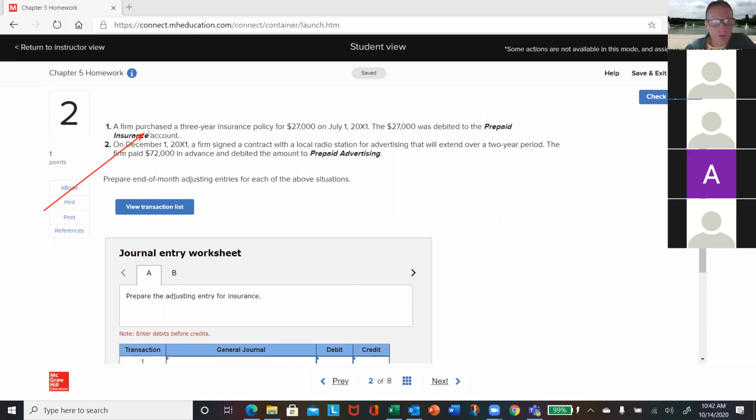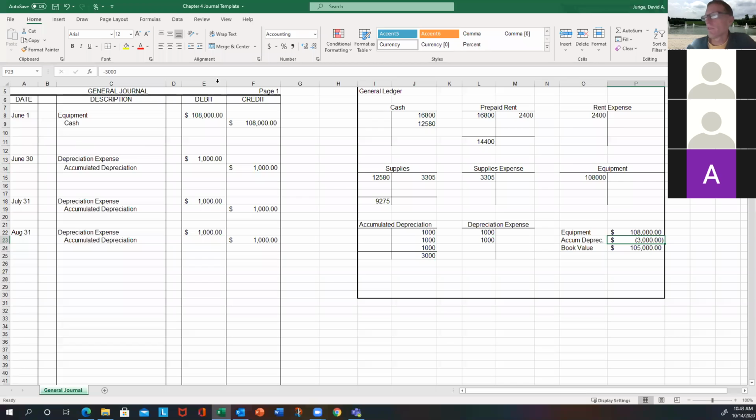It says a firm purchased a 3-year insurance policy for $27,000. Notice the date, July 1st. The $27,000 was debited to prepaid insurance. They want you to do the end of month adjusting entries for this situation. So again, 1 month is what they want. They bought this policy for $27,000 and debited prepaid insurance. So if we were in our journal, I'll do this real quick.